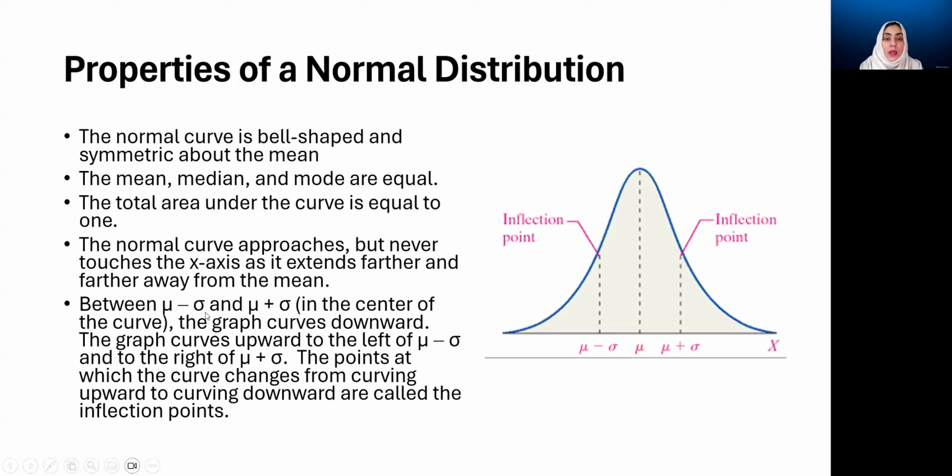Between mu minus sigma, where sigma is the standard deviation, and mu plus sigma, which you can see here, in the center of the curve, the graph curves downwards. The graph curves upward to the left of mu minus sigma, and to the right of mu plus sigma. The points at which the graph changes from curving upwards to curving downwards are known as the inflection points. So you see those points here.